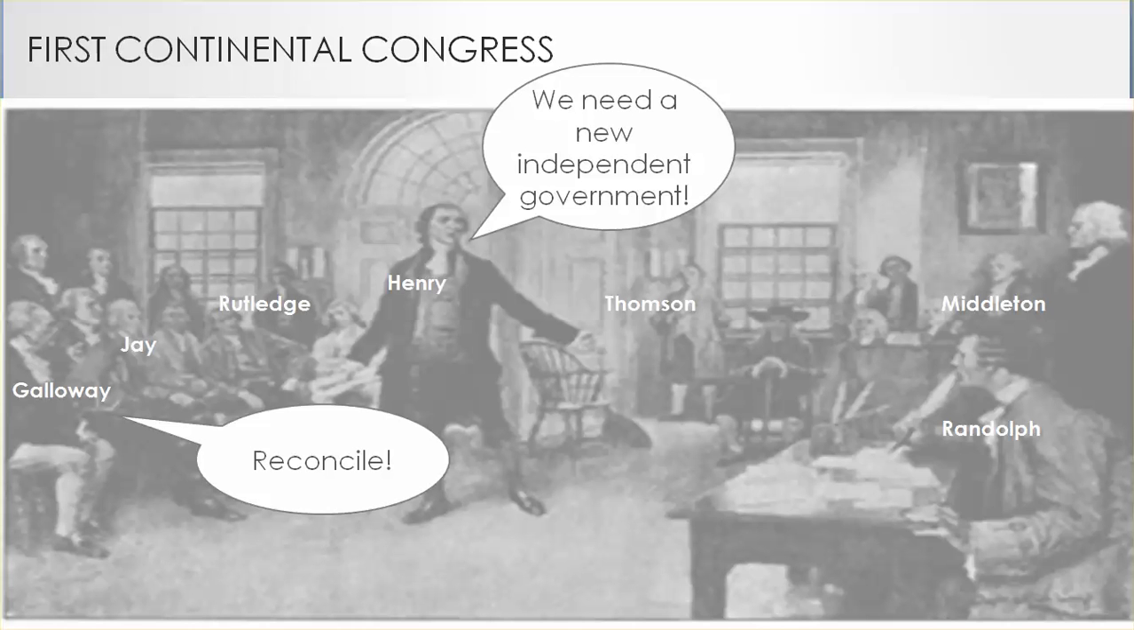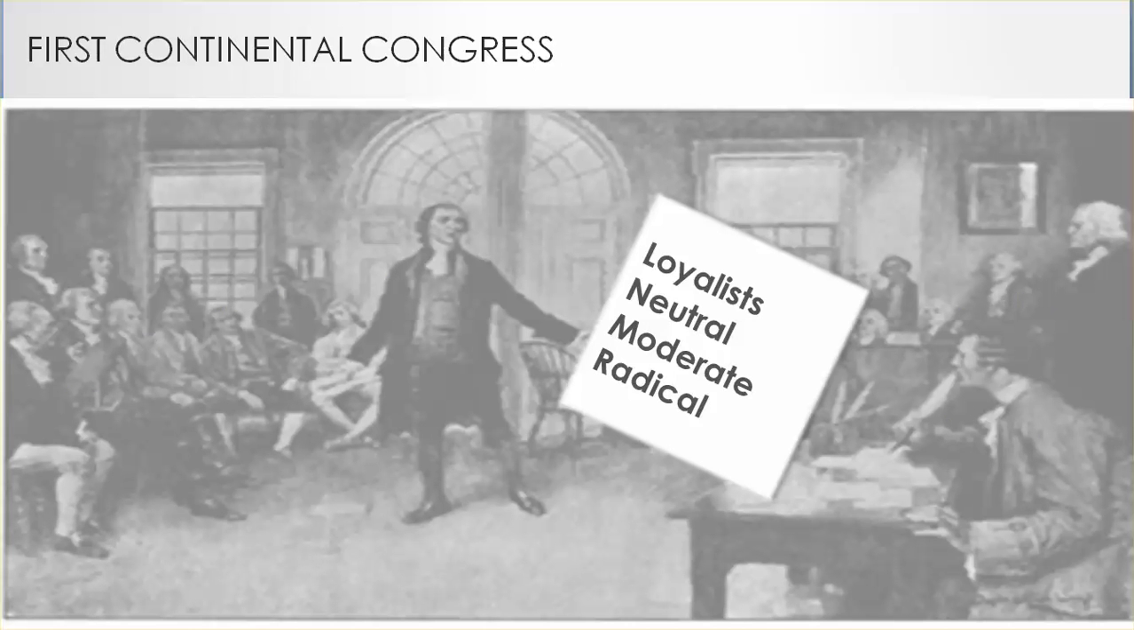Something that may surprise them, though, is that Patrick Henry was the first to call for a new independent government. And he was of a slim majority. He had to fight against voices like Galloway, who really wanted to reconcile with British government. We then talk about that there are 4 main political factions within the First Continental Congress: loyalists, those who were neutral, those who were moderate, and those who were considered radical, like Henry himself.